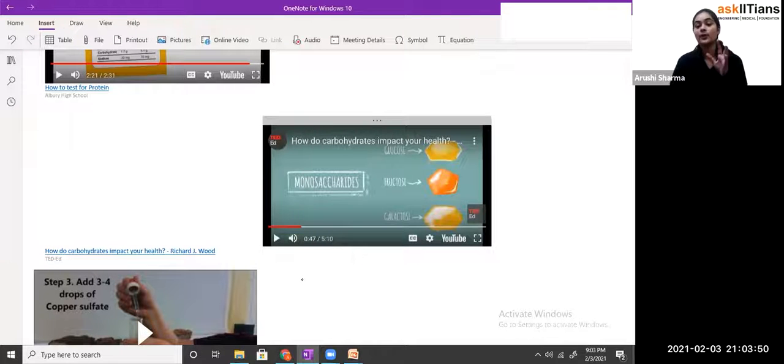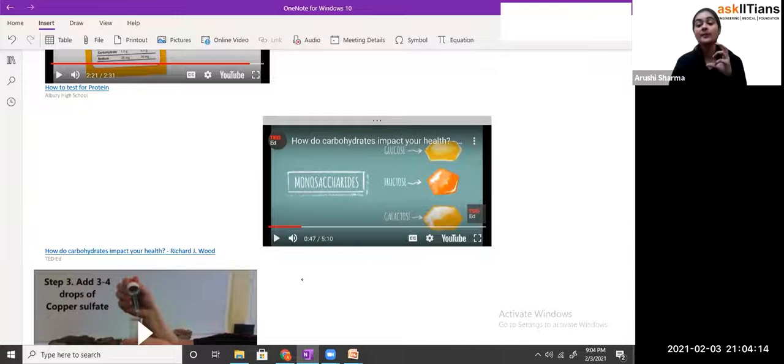See students, what they're telling about the carbohydrates is that carbohydrates are those types of food which, when they go inside your body, break down into sugar, and that sugar we are getting in the form of glucose. And we know that glucose is the source of energy. Exactly, so the carbohydrates can be of a very complex structure as well as a simpler structure.